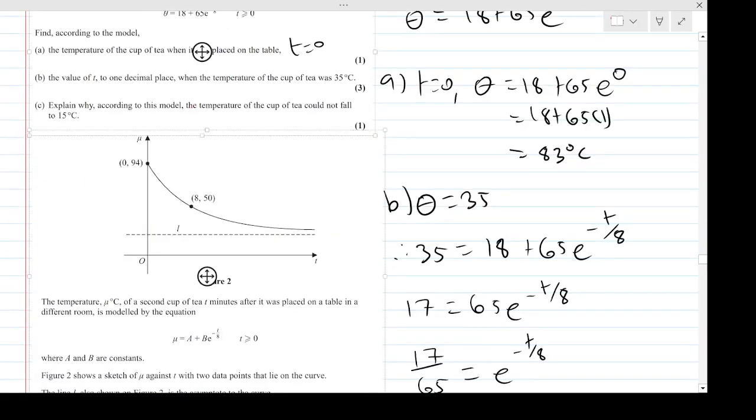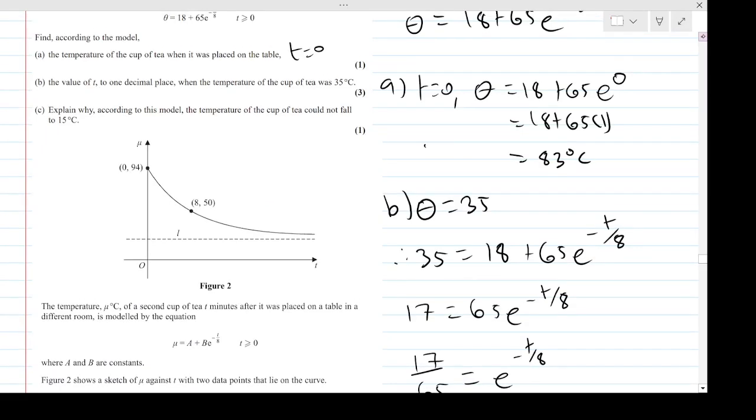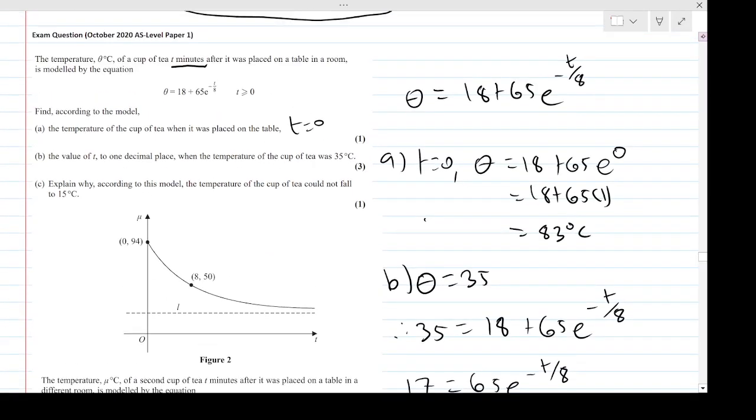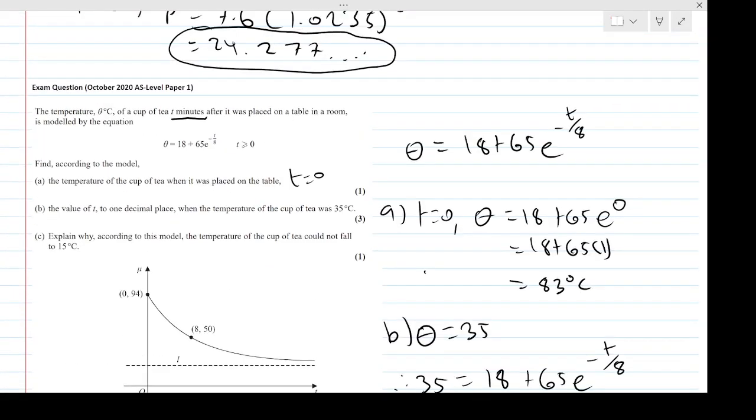Right. Then it says for part C, explain why, according to the model, the temperature of the cup could not fall to 15 degrees C. So this is basically about the long term. If you put the cup of tea on the table, over time the tea is going to cool down, right? So in the long term, the temperature cannot just drop below 15.